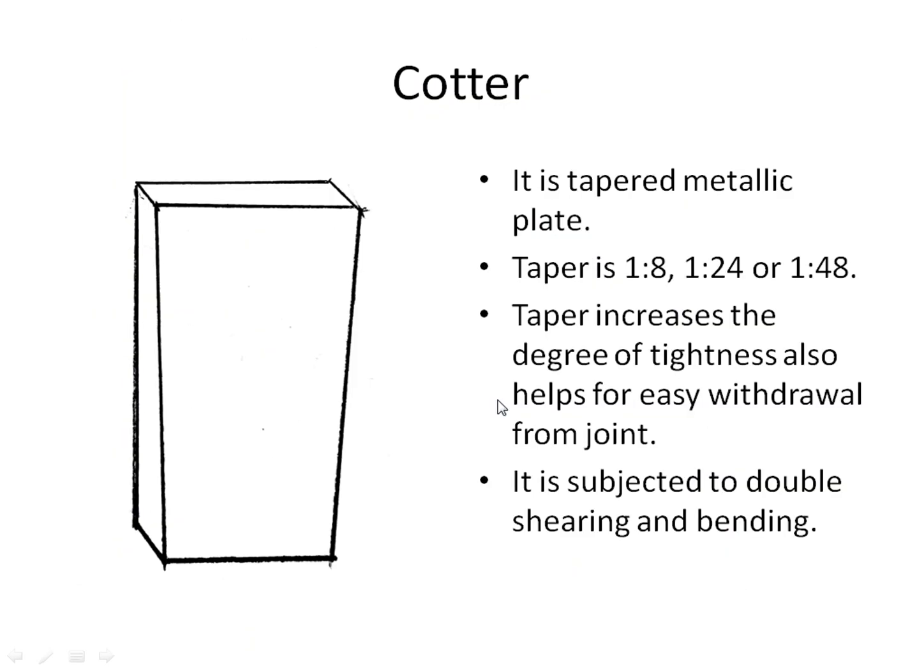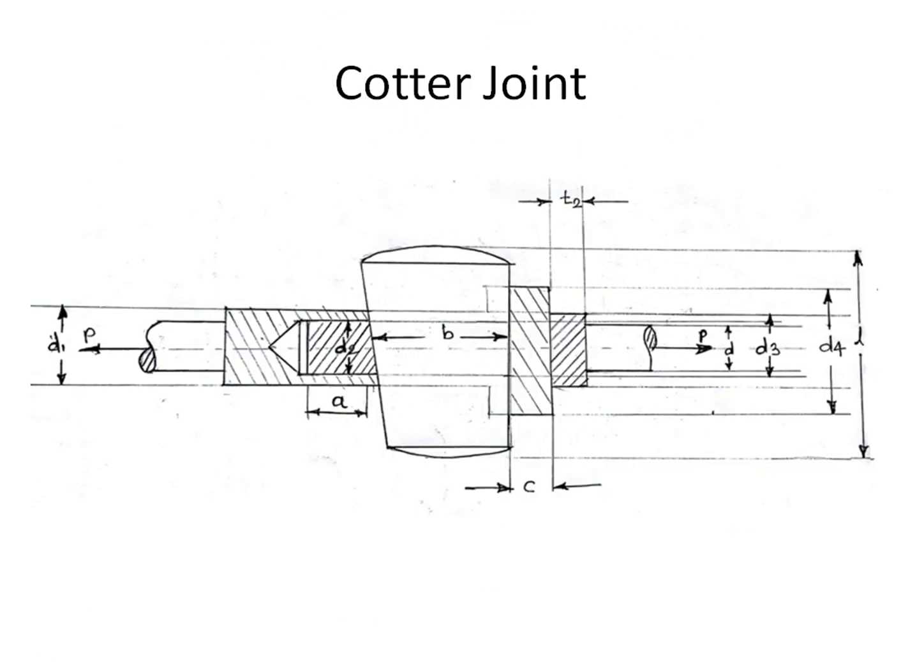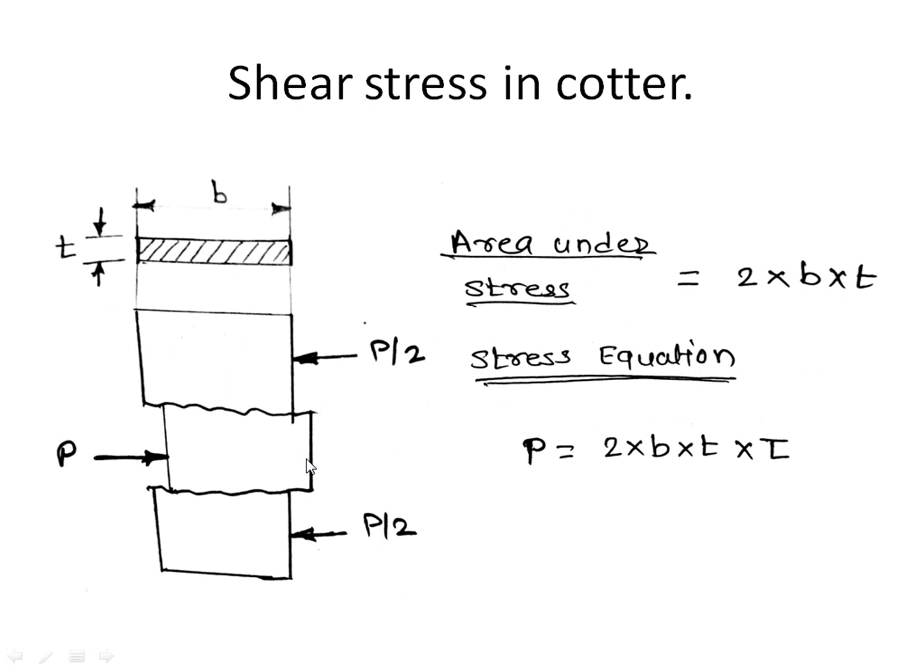When the cotter is fitted in between the socket and spigot, the portion of cotter which is fitted in the spigot will try to get pulled to the right side, and the portion of cotter which is fitted in the socket will try to get pulled to the left side. Therefore, the cotter will try to get sheared off into 3 pieces. This occurs due to the double shear stress developed in the cotter, and this shear stress is acting on the cross-sectional area of the cotter.